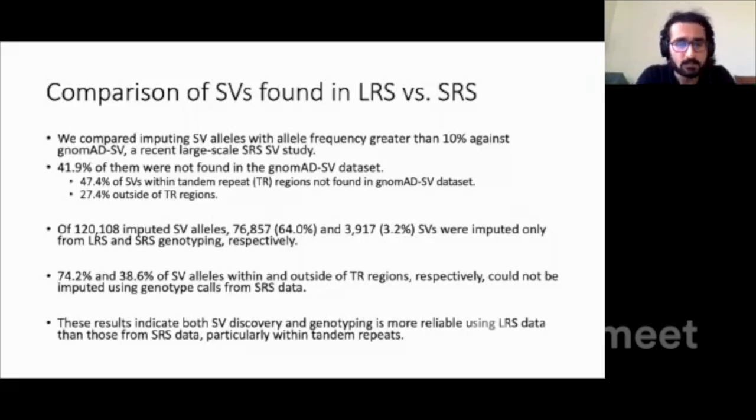And again, about 74% and 38% of SV alleles within and outside TR regions could not be imputed using genotype calls from short-read data. This is another point showing that not only discovering, but also genotyping within LRS data is more powerful than genotyping and calling from short-read data, which showed one of the main advantages of long-read data to us.